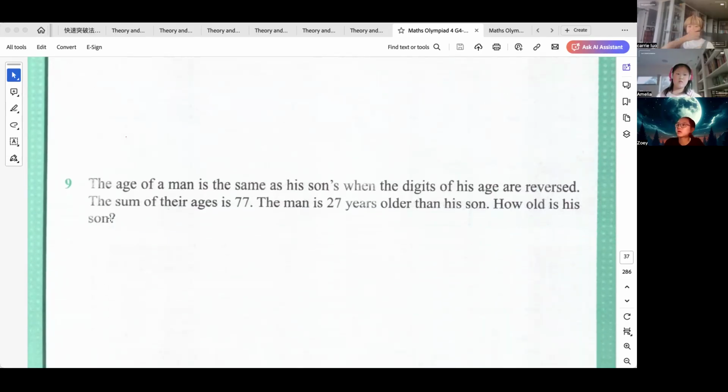The age of a man is the same as his son when the digits of his age are reversed. The sum of their ages is 77. The man is 27 years older than his son. How old is his son? Try to do this question, okay?